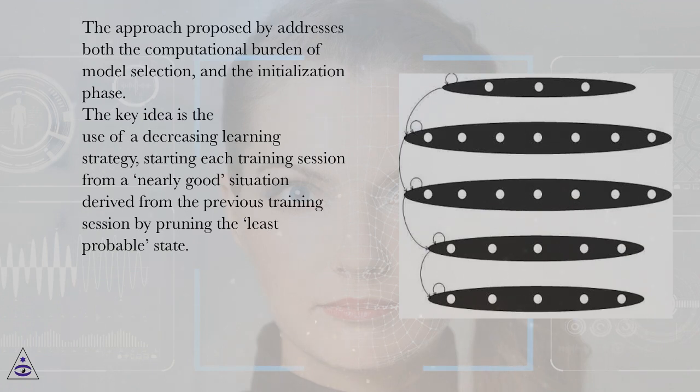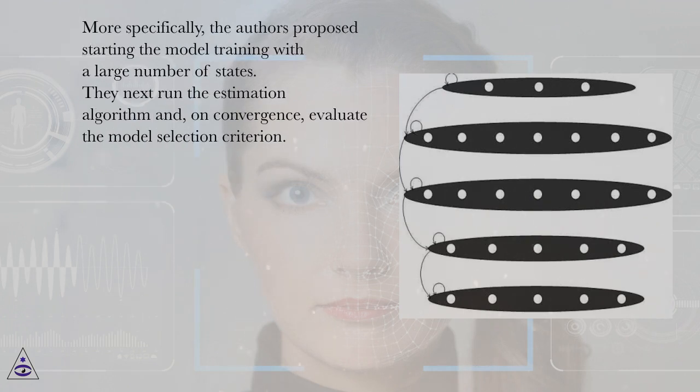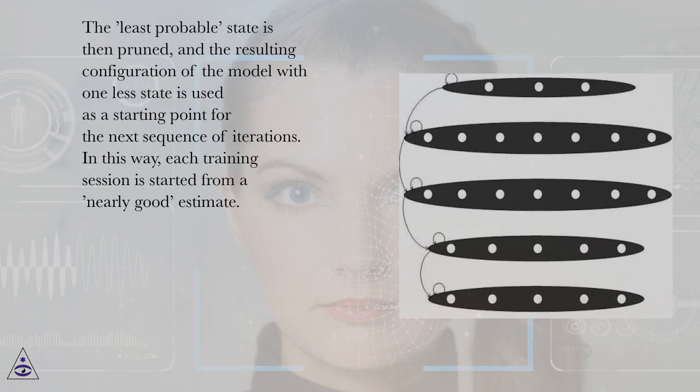The key idea is the use of a decreasing learning strategy, starting each training session from a nearly good situation derived from the previous training session by pruning the least probable state. More specifically, the authors proposed starting the model training with a large number of states. They next run the estimation algorithm and, on convergence, evaluate the model selection criterion. The least probable state is then pruned, and the resulting configuration of the model with one less state is used as a starting point for the next sequence of iterations.